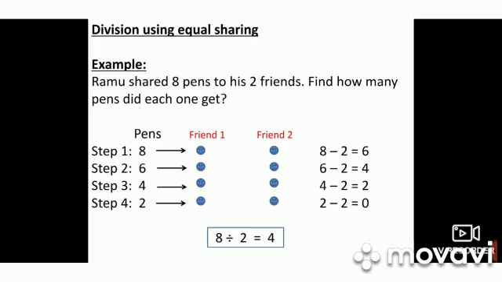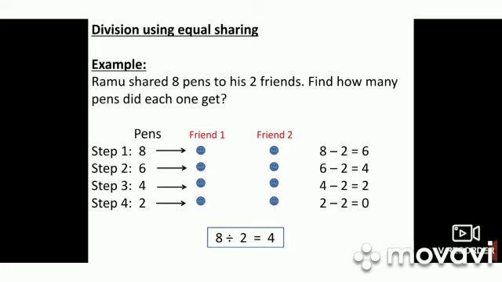We have to mark the column. Here I have given pens, so for pens I have drawn a column. Then I have 2 friends, so friend 1 and friend 2. First step 1. How many pens am I having? 8. So I have written 8 in the pens column. So for 2 friends I have to give 1 equally the first time. So 1 circle for friend 1 and 1 circle for friend 2.